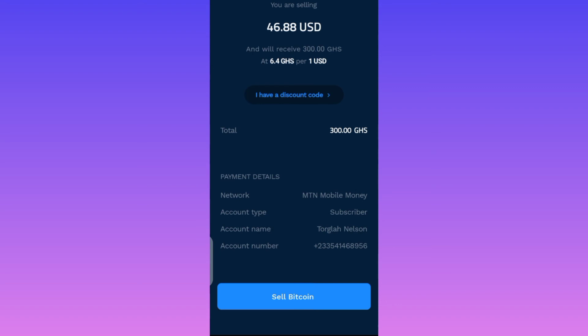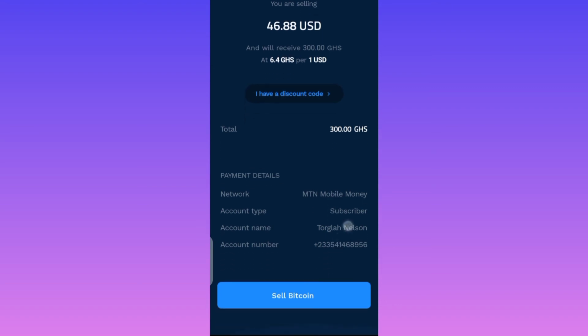All right, so once you've come to this page, what it means is that you are ready. They'll give you all the details over here. So you will receive 300 cedis at 6 cedis 40 pesewas per US dollar, as I explained first. So there's no need to go over this, and they'll also give you your details here: your account type, your name, and your number will be fully displayed here. So right now all you have to do is to click on sell Bitcoin.